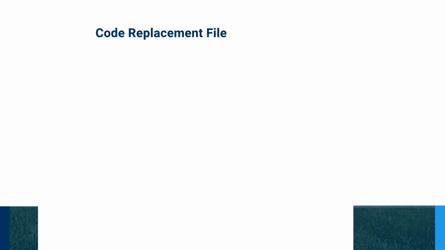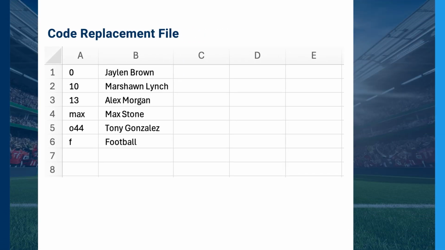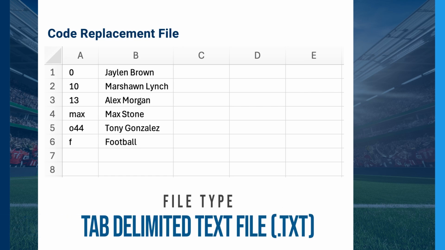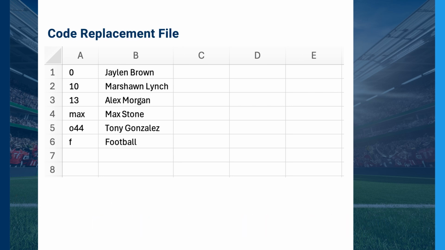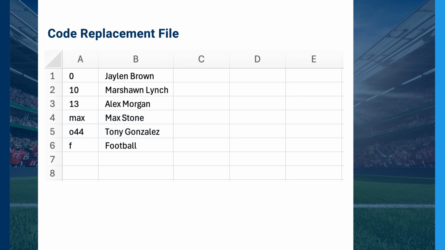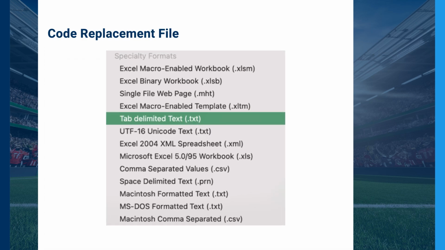Code replacement is a handy feature that lets you use shorthand codes to quickly insert longer or more complex text entries, such as team names, player numbers, or other repetitive data. Create a simple text file, TXT, where each line contains a code followed by a tab and the replacement text. For example, you might write Max for Max Stone or O44 for an offensive player wearing jersey number 44. If you're creating this in Microsoft Excel, be sure to save it as a tab-delimited file.